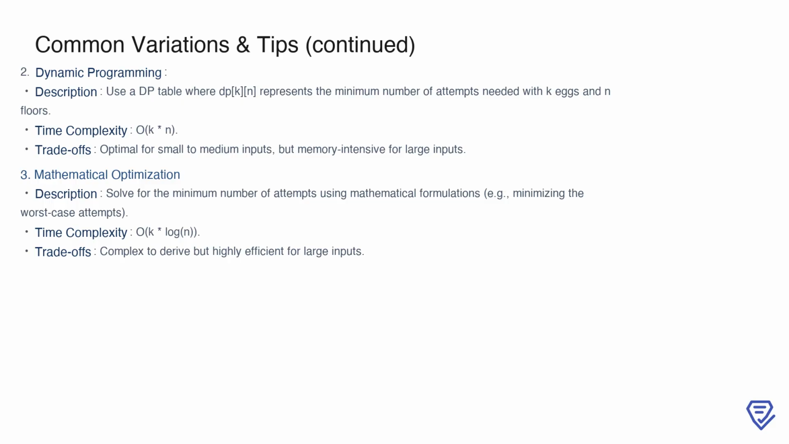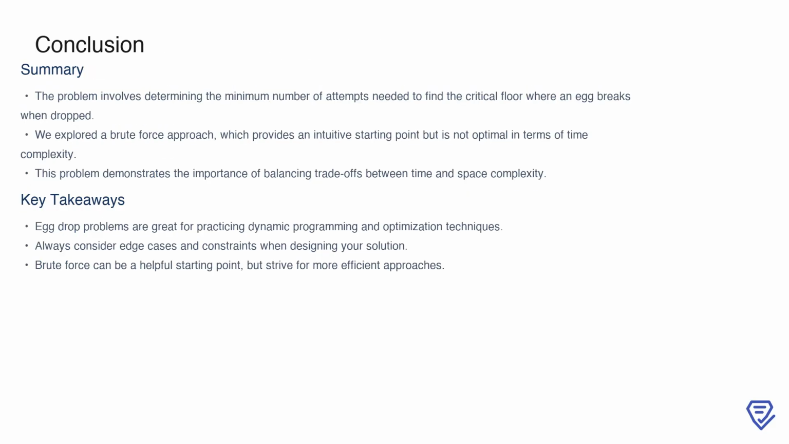Another advanced strategy is mathematical optimization, where you derive formulas to minimize the worst-case number of attempts. This method is highly efficient, with a time complexity of O(k*log n), but it's more complex to derive and implement. Both approaches have their strengths and trade-offs, and understanding when to use each can be a powerful tool in solving similar problems.